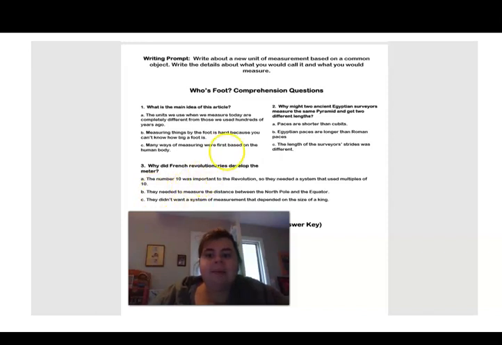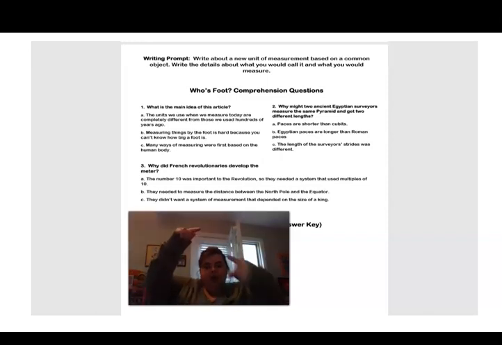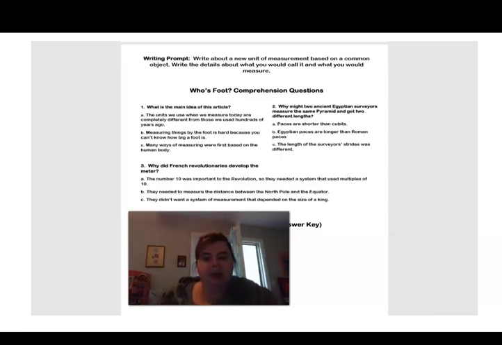B said they needed to measure the distance between the North Pole and the equator. Well, while they thought that distance was important, the real thing is that they used the distance between the North Pole and the equator and divided that by 10 to come up with the meter. So it really wasn't the correct answer.